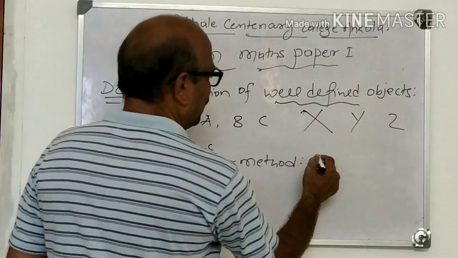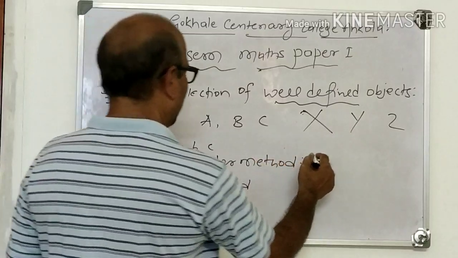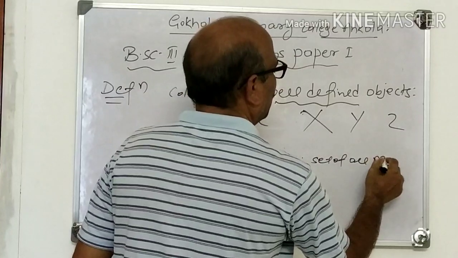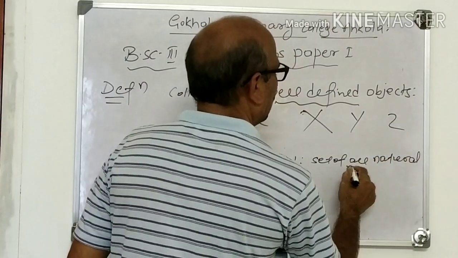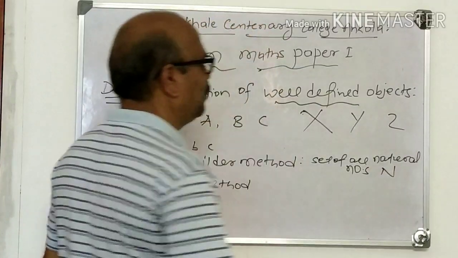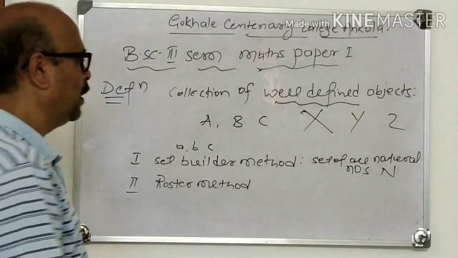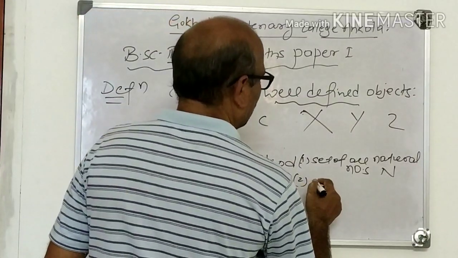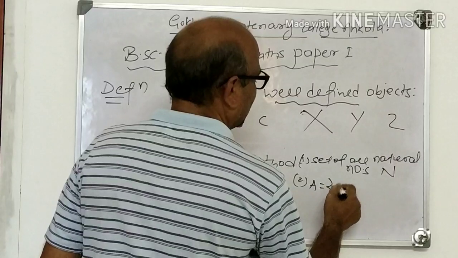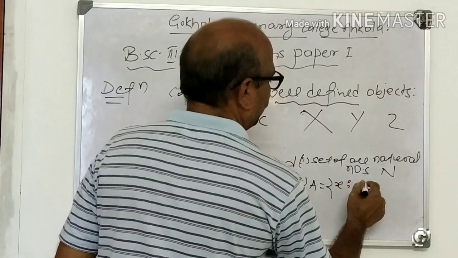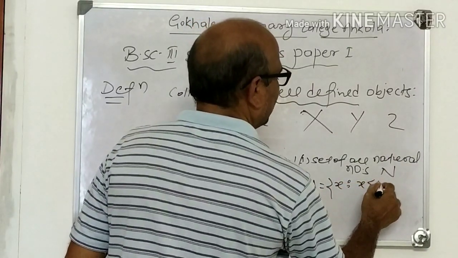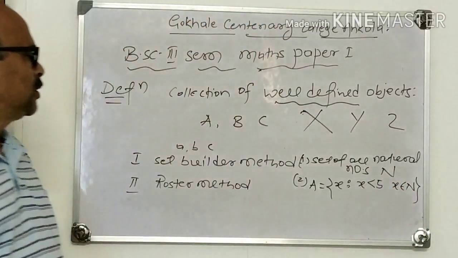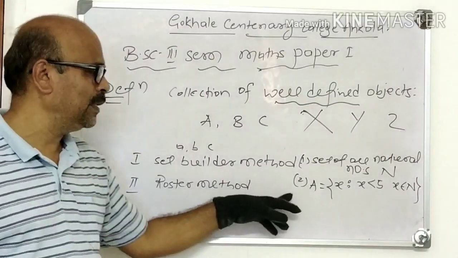In the set builder method, say I write the set of all natural numbers. You know that it is denoted by N. And a second example for the set builder method. Suppose capital A is the set of all x such that x is less than 5, x belongs to N. See, this is called the set builder method, or the rule method.